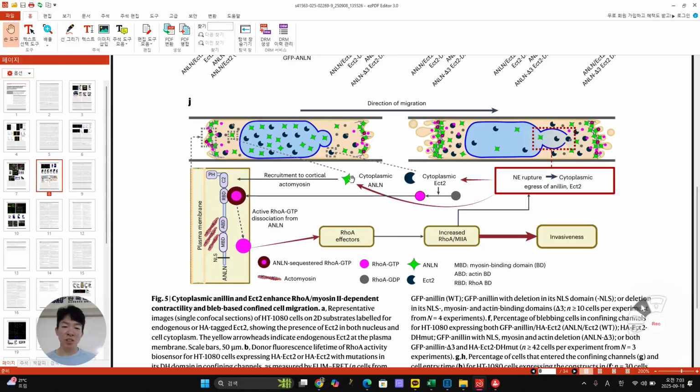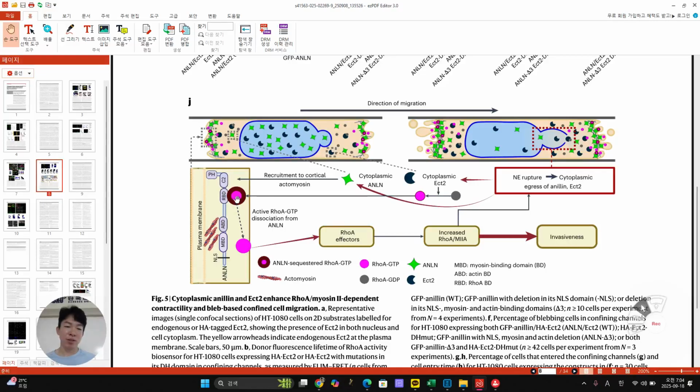When you enlarge this green star, this is the enlarged anillin here. RBD is the RhoA binding domain. ABD is the actin binding domain. MBD is the myosin binding domain. So this anillin has three specific domains. RhoA GTP definitely binds to the RBD. So this is called anillin sequestering RhoA GTP.